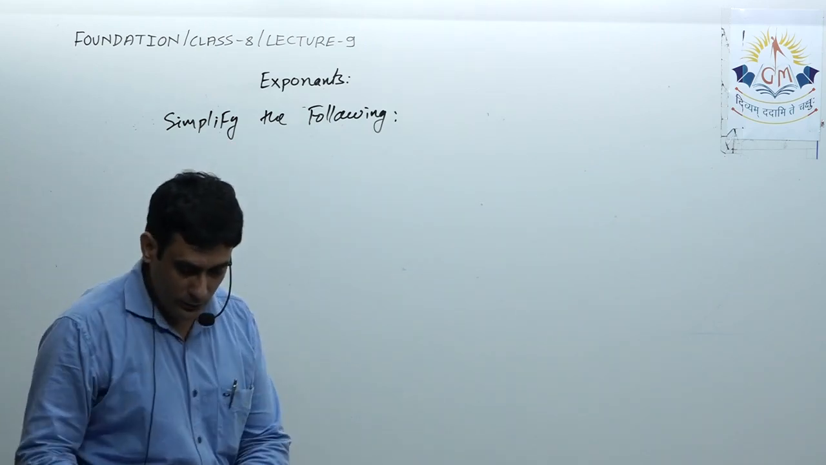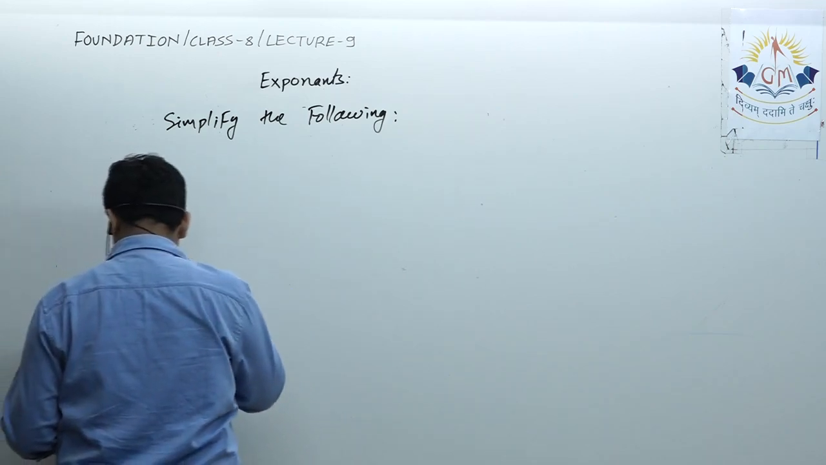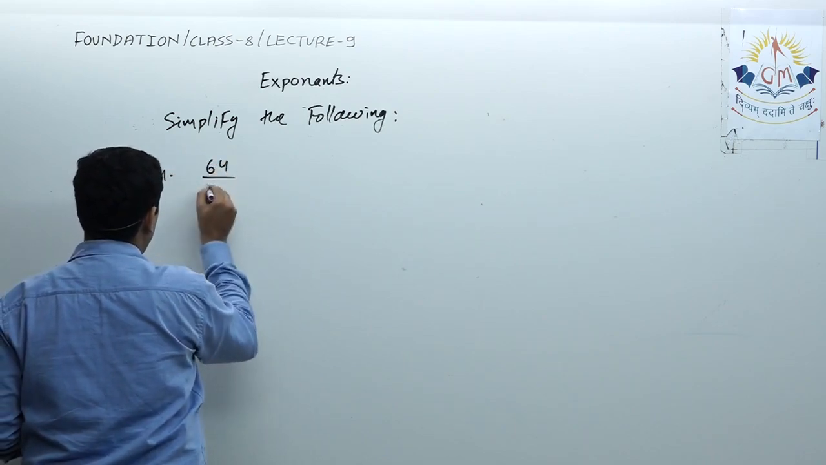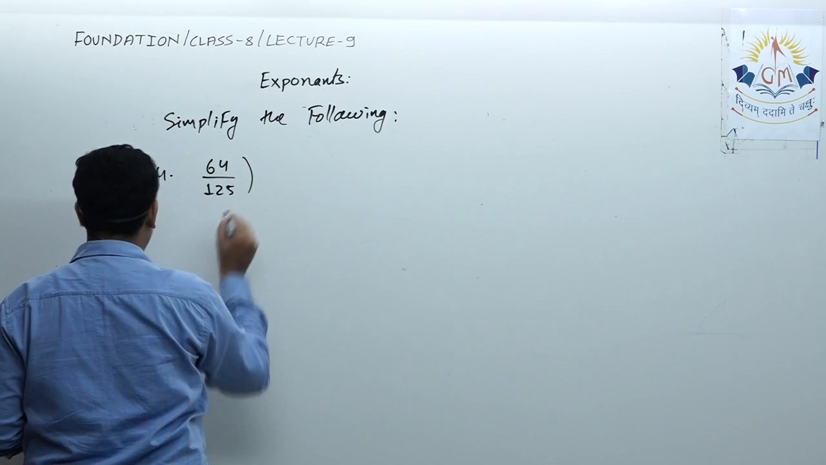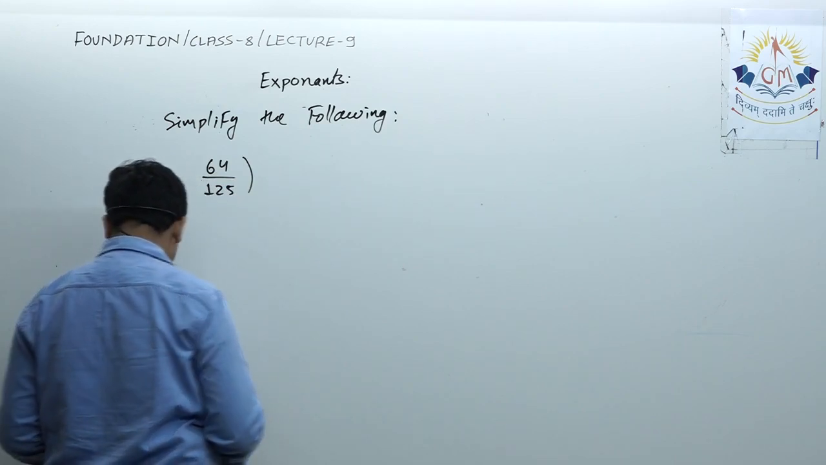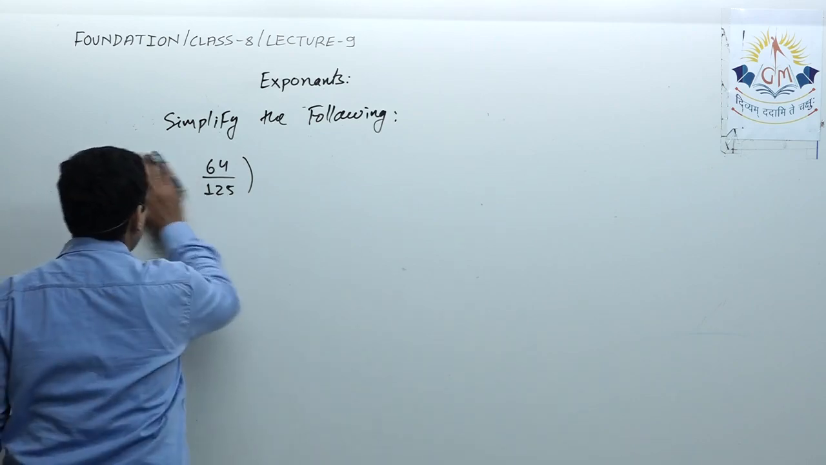Question number 4. 64 upon 125. Okay, do one thing now, simplification.